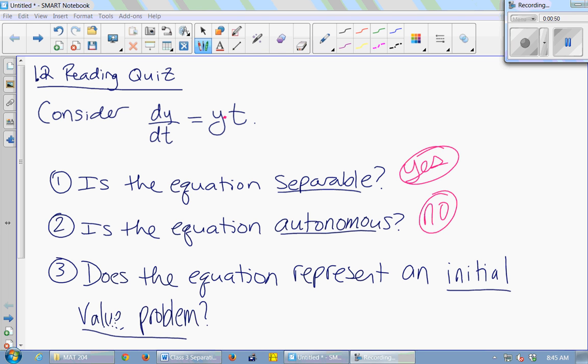Does that equation represent an initial value problem? No, because I gave you no initial condition, right? An initial value problem is a differential equation plus some other piece of information like the value of y at some x or some t value.